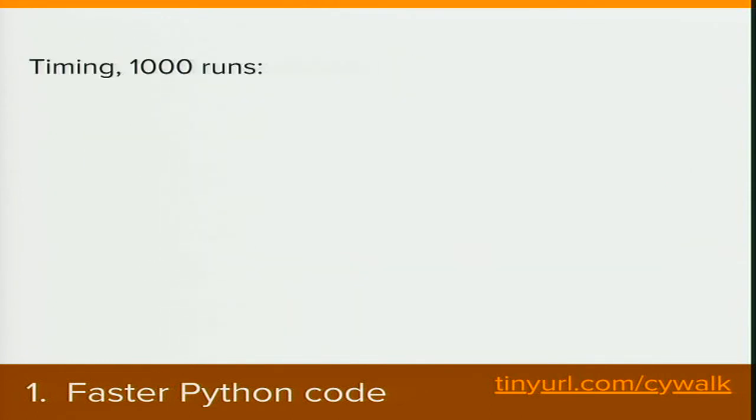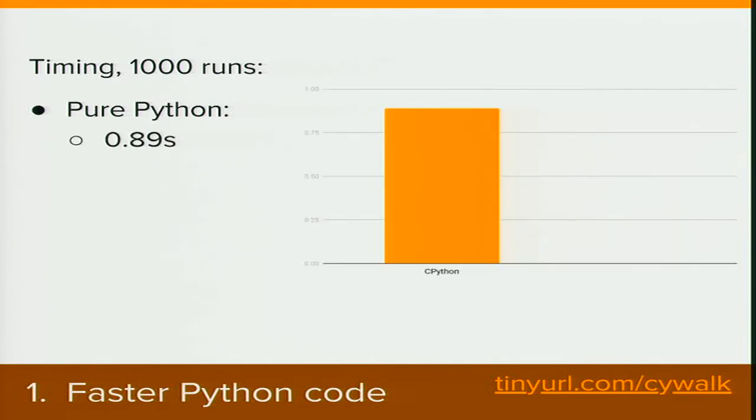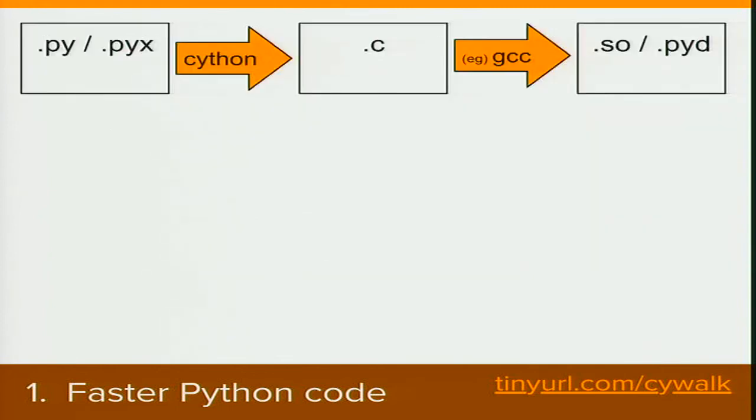So let's put down a baseline run, stick it in an array, run it 1,000 times, and it gives us 0.9 seconds. So that's our baseline, and we'll see how much we can beat that with Cython. So again, the idea of Cython is to compile a Py file into C, and then that C file gets compiled down into a compiled module.